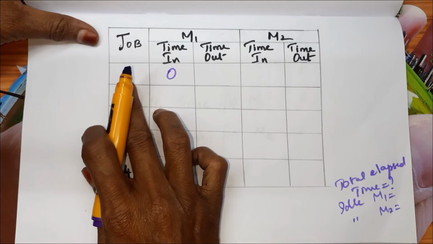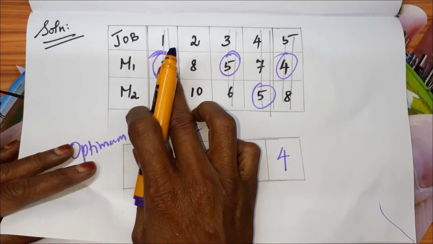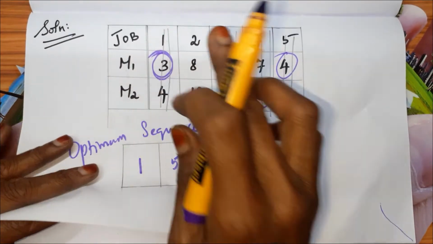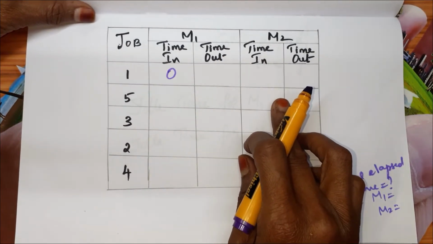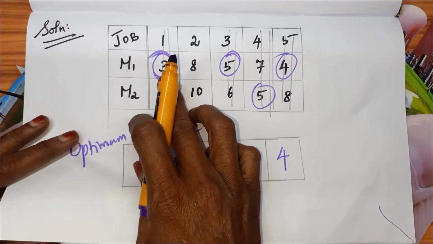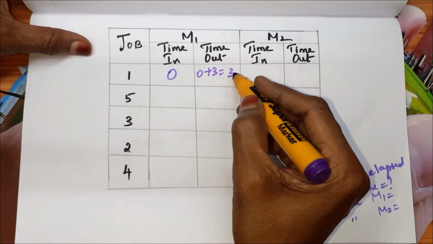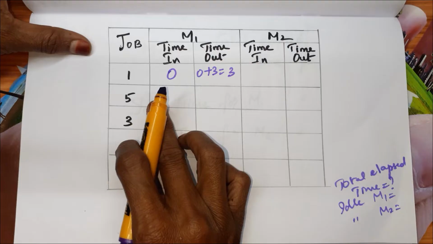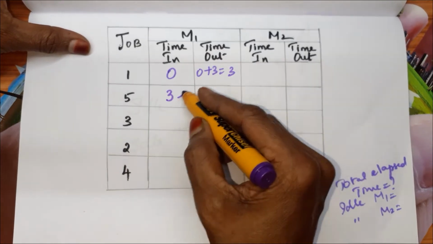For job 1 in machine 1, the processing time is 3. So 3 hours we have to work in machine 1 for job 1. First we have to fill these 2 columns, then move on to the next machine. So 0 hour we are starting and it will take 3 hours, so here we take 0 plus 3, which is 3. After completing this job, the next is processed in machine 1, so the starting time for the next one is this time, 3.